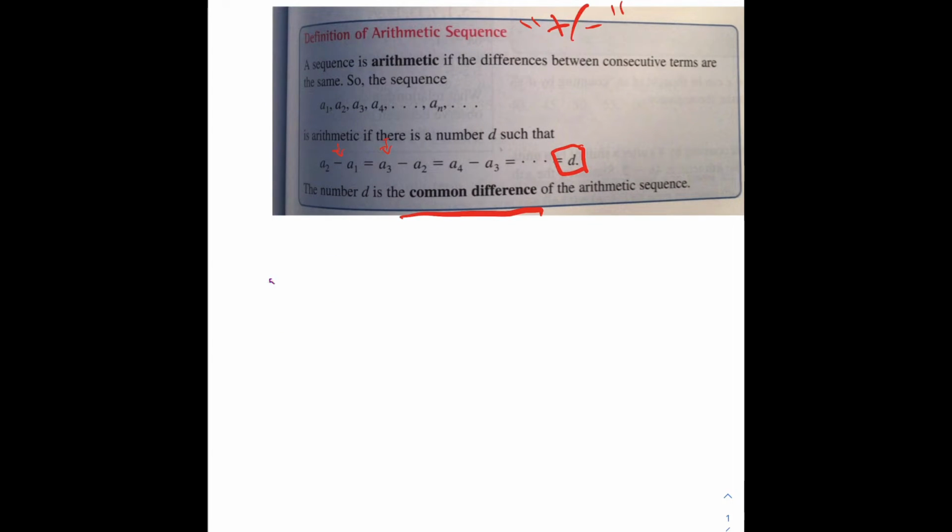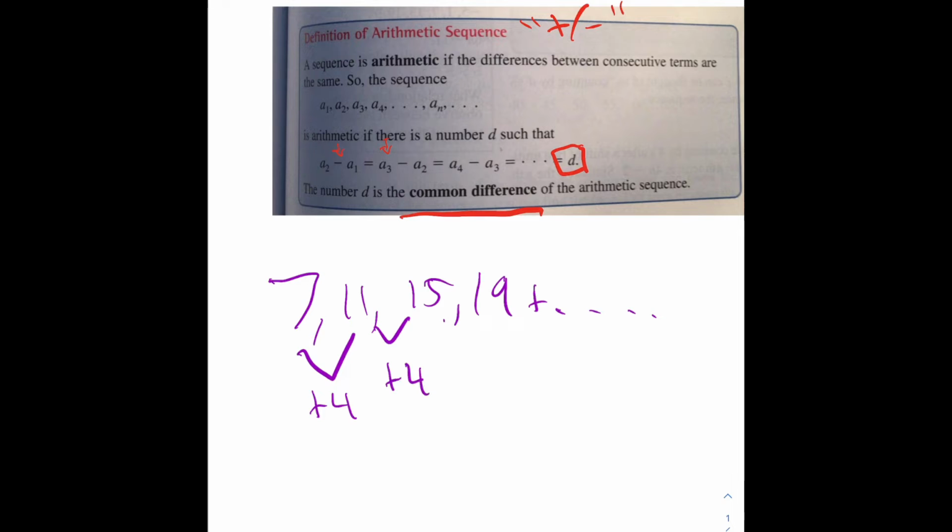So if I took the sequence 7, 11, 15, 19, I would ask, what's my common difference? This is a difference of 4. This is a difference of 4. This is a difference of 4. So I could fairly comfortably say that this is a common difference of 4.